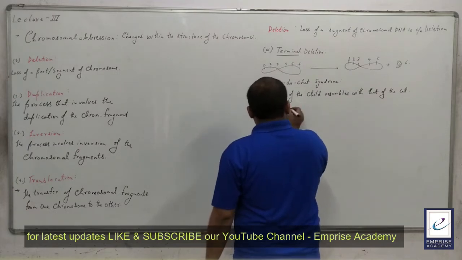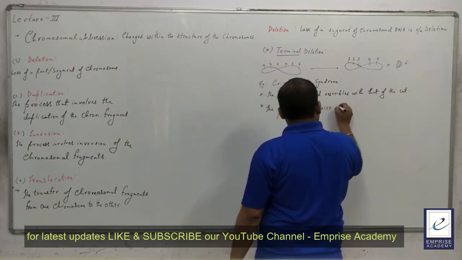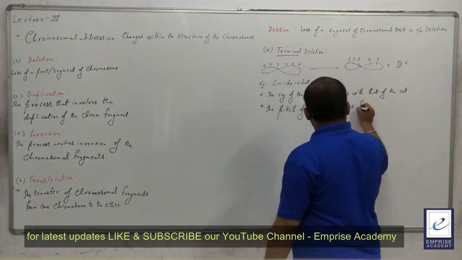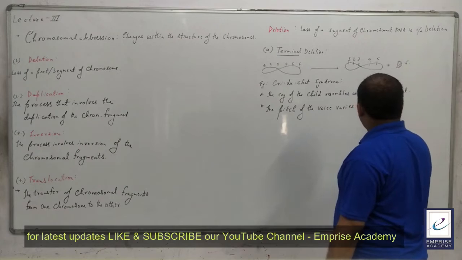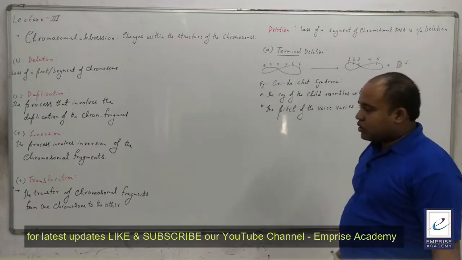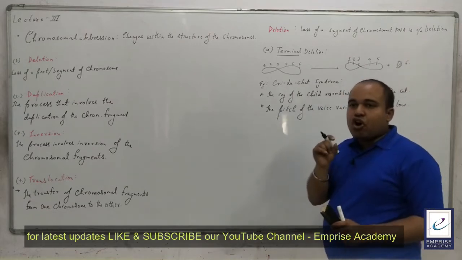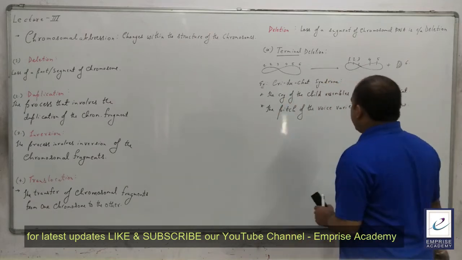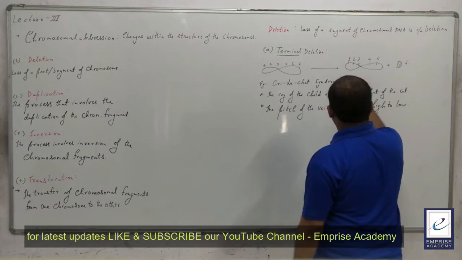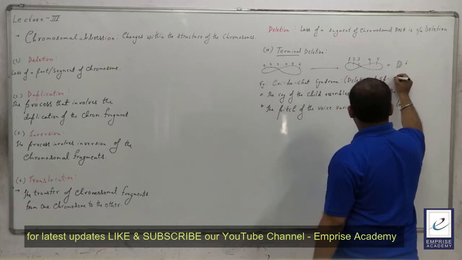The pitch of the voice varies from high to low. This syndrome is being caused due to deletion of a small arm of the 5th chromosome. This is being caused due to deletion of the 5p chromosomal arm.